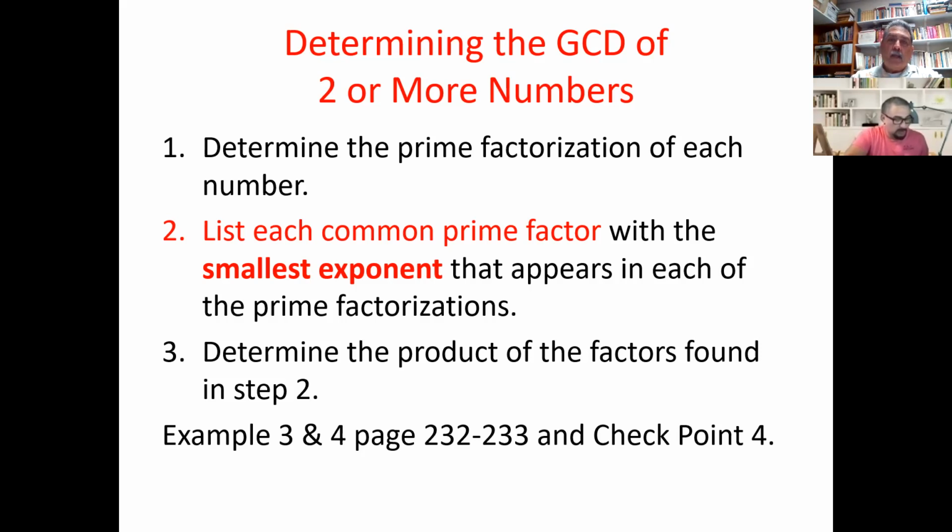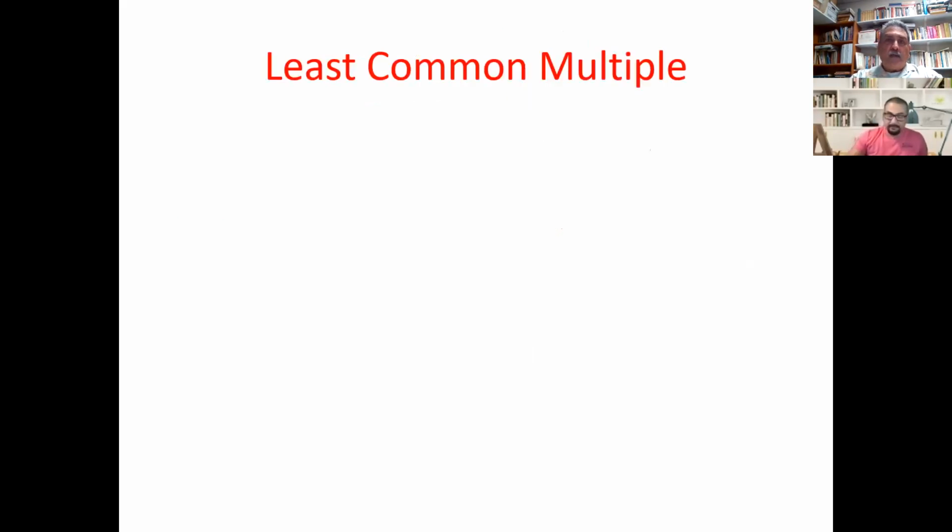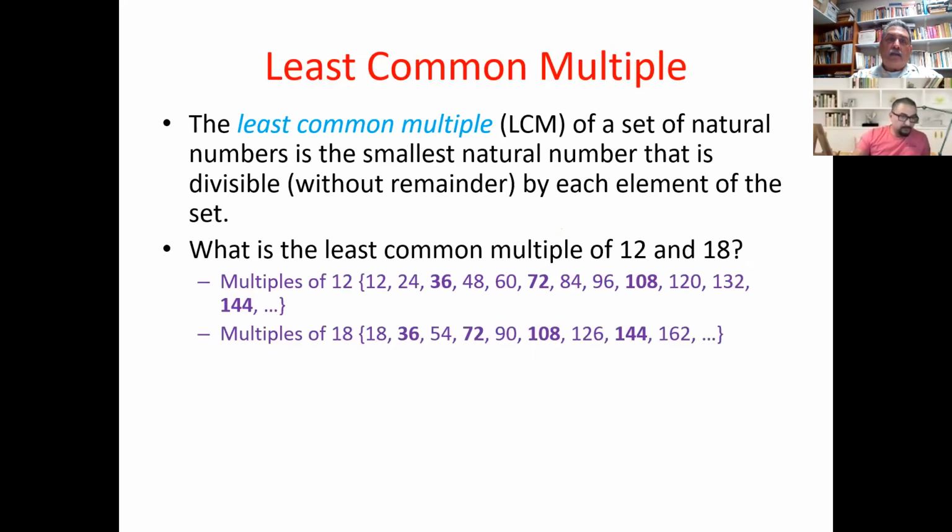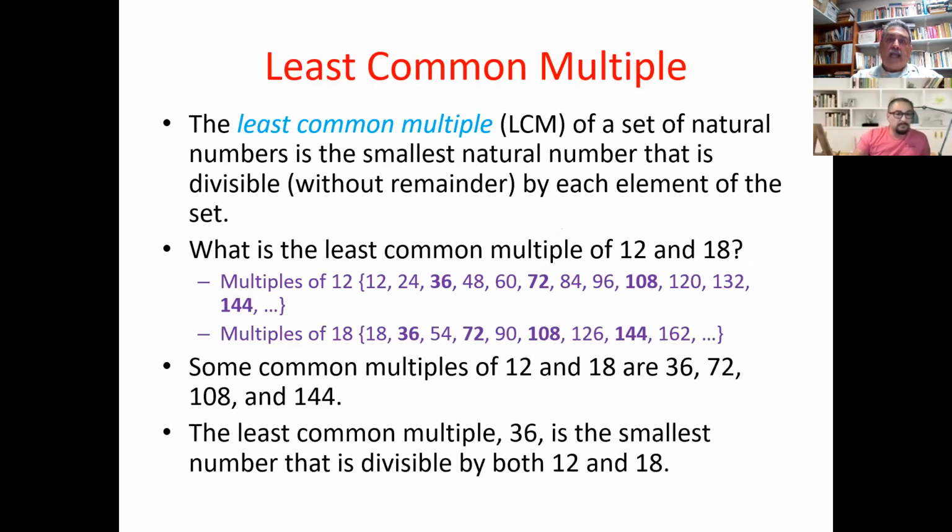Okay? All right, let's move on. Another very important thing that comes in handy is the least common multiple, or LCM. The LCM of a set of natural numbers is the smallest natural number that is divisible without a remainder by each element of that set.